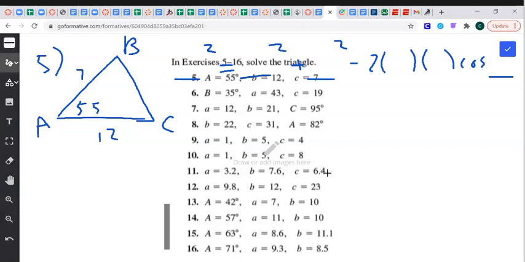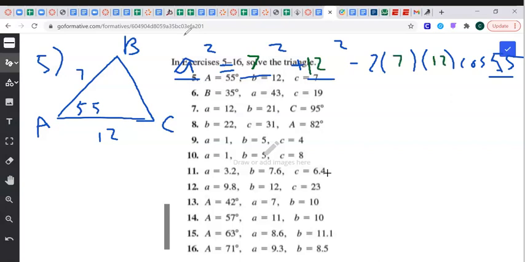So let's see here. 55 is the angle that we have, which means that little a is on the opposite side of the equation. Does that make sense? Yeah. Okay, that's the most important decision to make. And then I need a 7 and a 12 and a 7 and a 12.